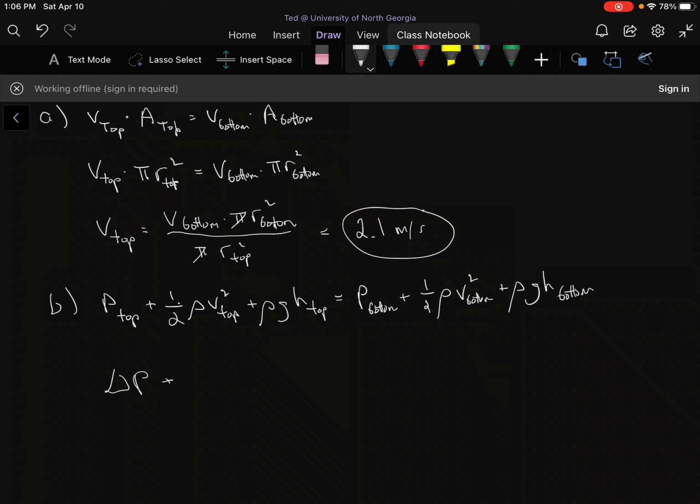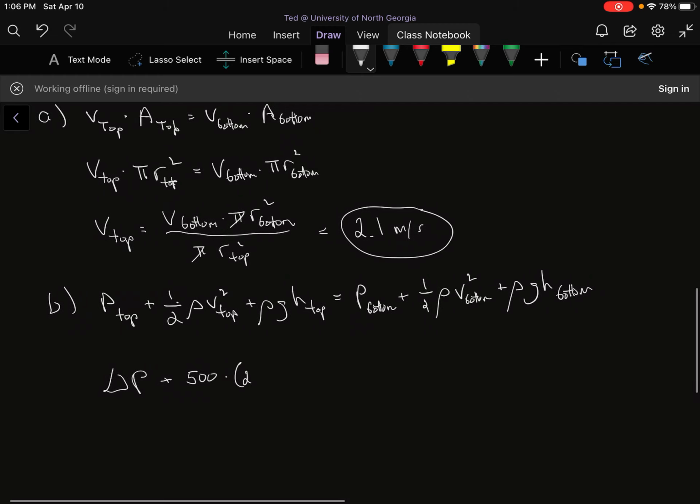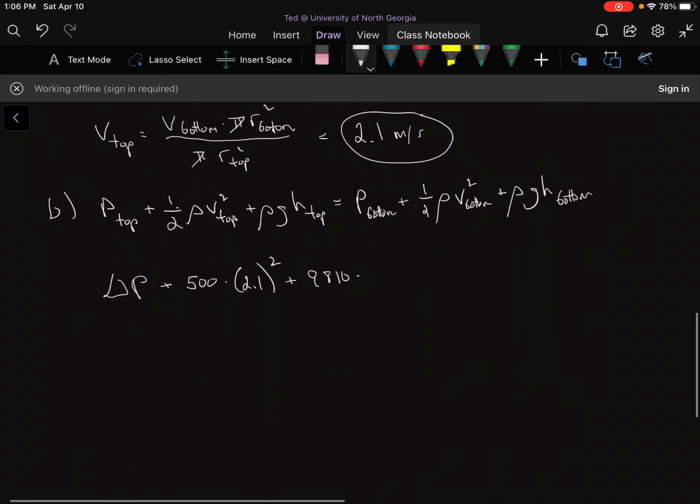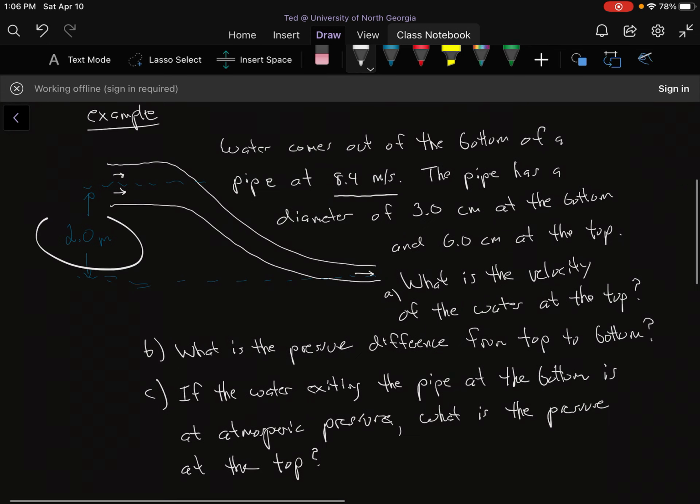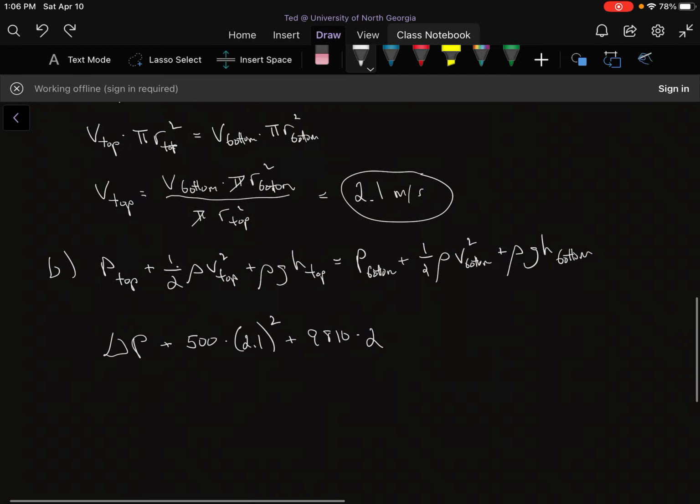plus 1/2 times 1,000 is 500 times velocity at the top, 2.1 squared, plus 9.81 times 1,000 is 9810 times the height at the top, and the height at the top is 2 meters. That was given in the problem. That was given over here in the picture. Maybe you can't see it. That's in blue right there. 2 meters. So the height at the bottom is 0.